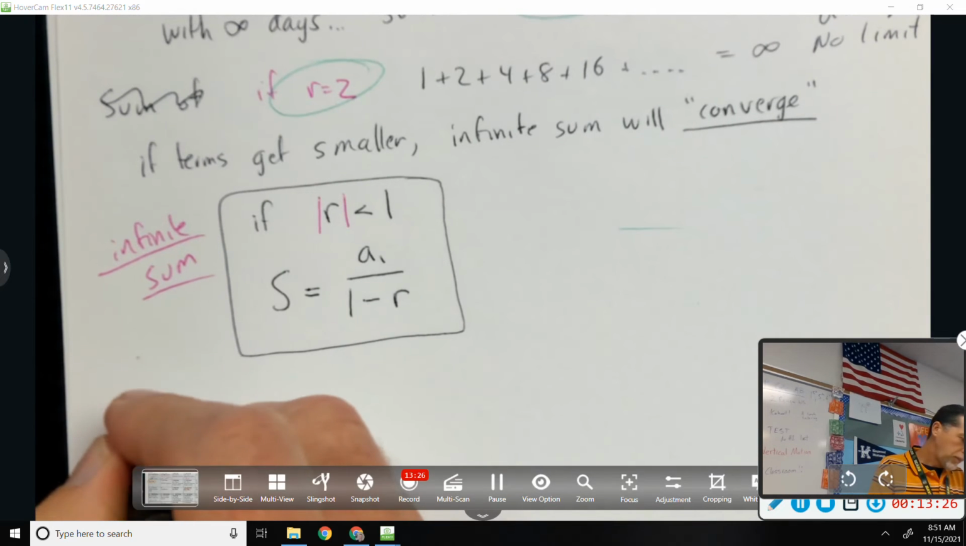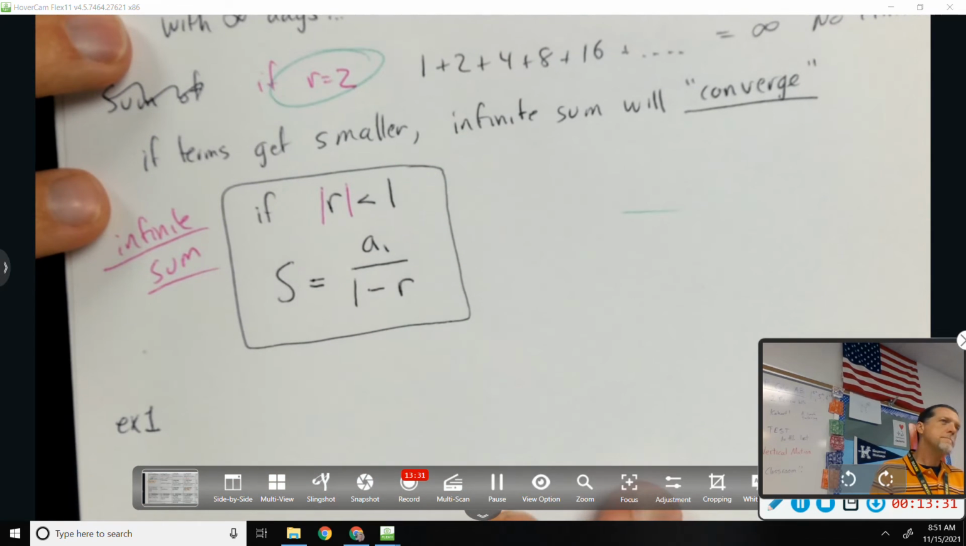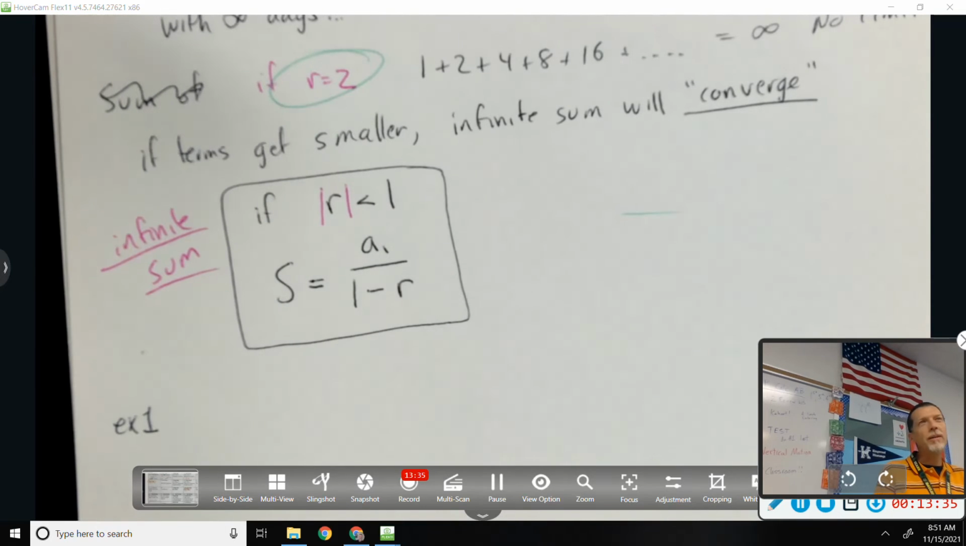So if R is greater than or equal to 1, would the series diverge? It would diverge. If R is 1, that means it's the same term every time. If you walk a mile today and a mile tomorrow, and you do that forever, you're going to walk an infinite number of miles.